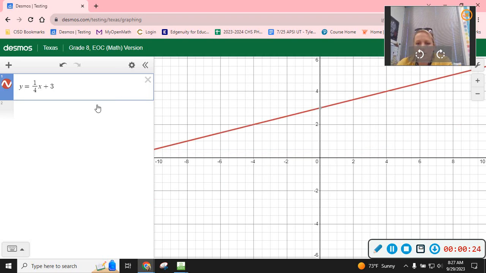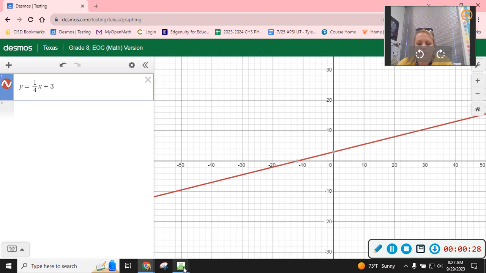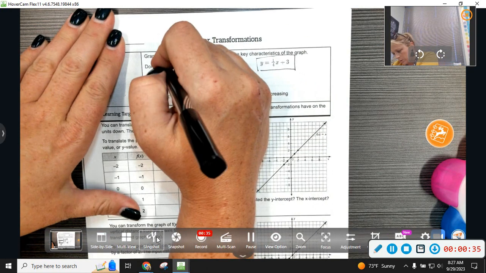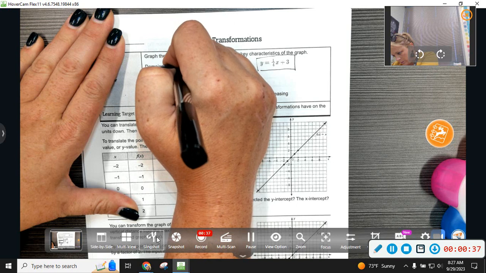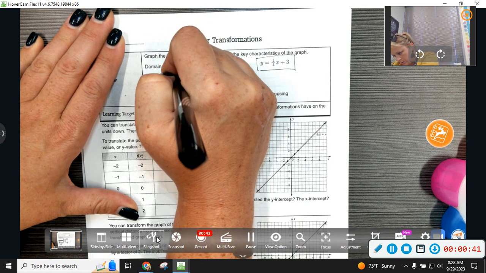Okay. So if I look, it never stops going left and it never stops going right. It keeps going forever. And it also goes down and it goes up. There's no stopping spots. So because of that, we went over this on 3.1, that the domain is all real numbers. And the range is also all real numbers.